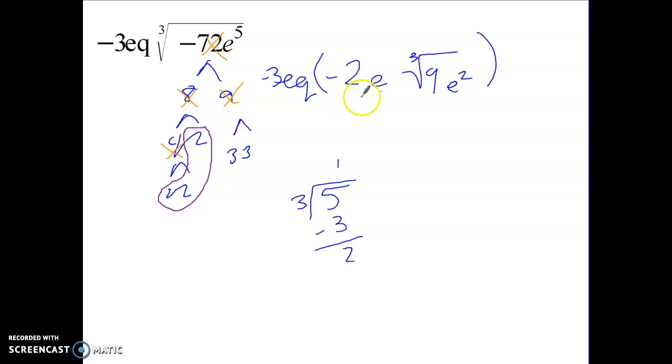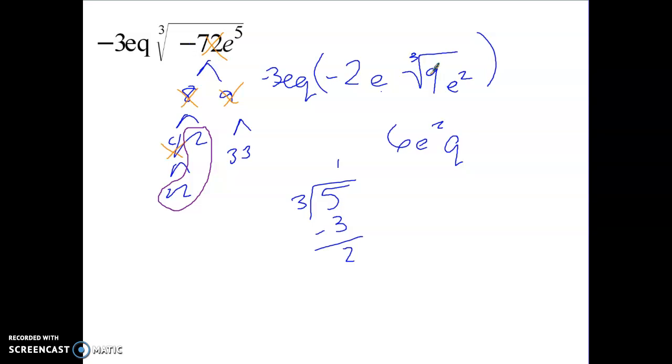So I'll multiply the number I already brought outside by the number that was there to start with. So negative 3 times negative 2, positive 6. E times E is E squared. And I've got a Q. Now that 3, can I distribute it over here to the 9? Nope, because this one is outside the root and this one is inside the root. They don't multiply together.